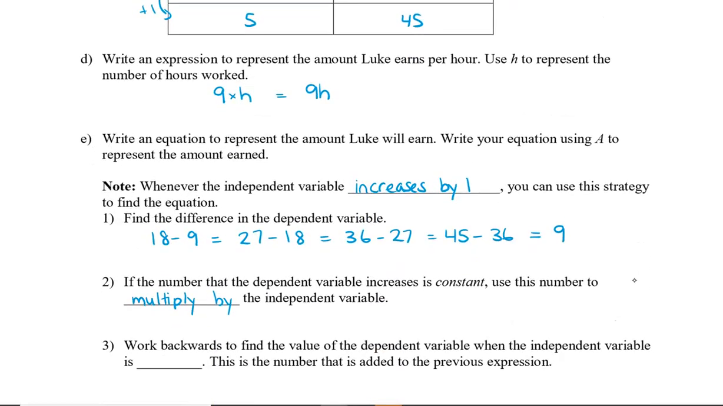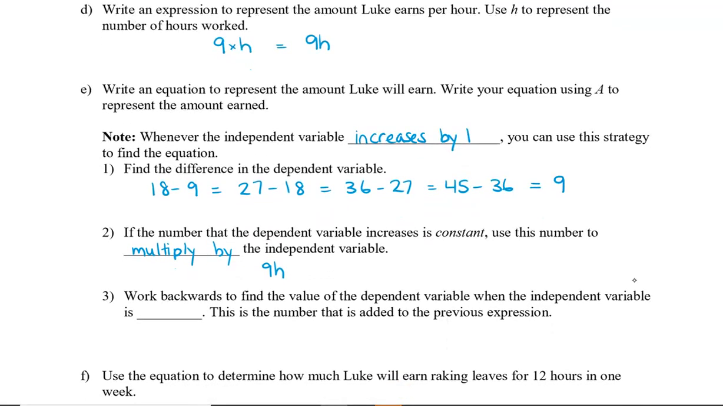So we can now write 9H, which we had before. Okay, that is our expression. Now we're going to work backwards to find the value of the dependent variable when the independent variable is equal to 0. This is the number that is added to the previous expression, because you want to figure out how much he gets paid even when he works 0 hours.